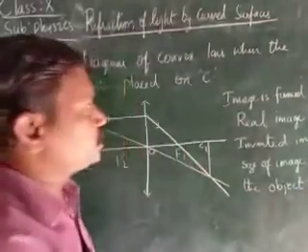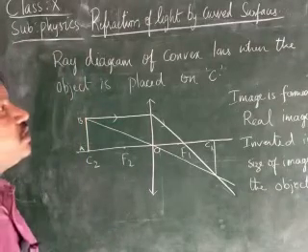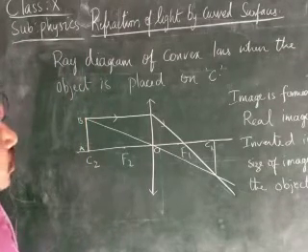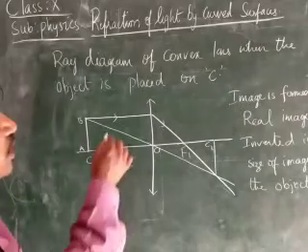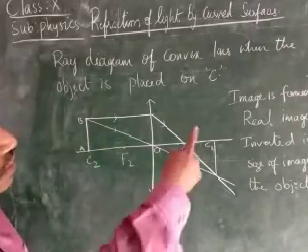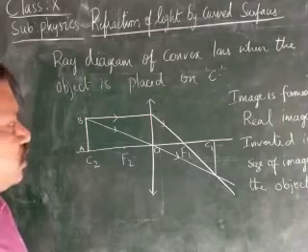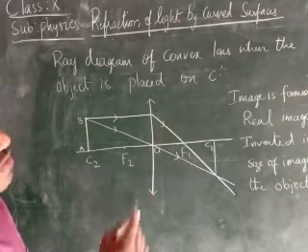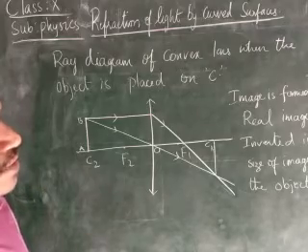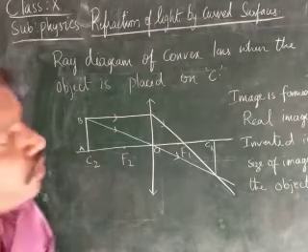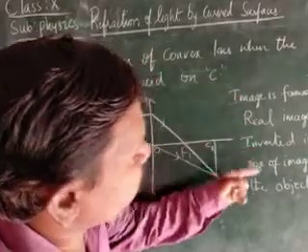That means this is the ray diagram for the convex lens when the object is placed on C. When the object is placed on C, the image is also formed on C, and as the size of the object is equal to the size of the image, it forms a real image, an inverted image, and the size of the image is equal to the size of the object. Four characteristics, children: 1, 2, 3, 4.